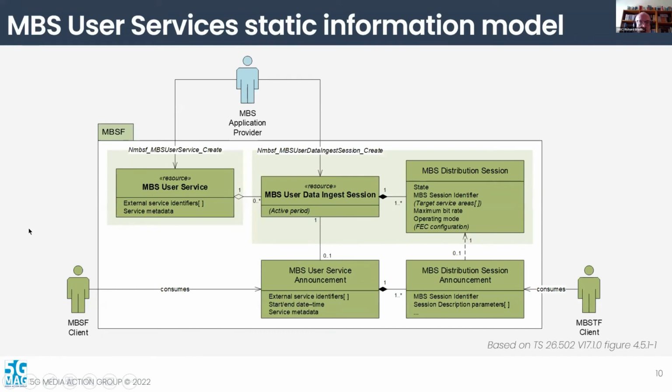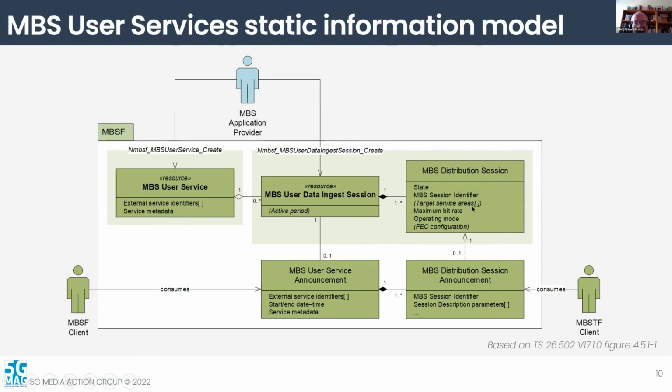So to support all this, we've got an information model that sits inside the MBSF, and this is essentially just a different way of showing the same information that I was just describing on the previous slide. So we've got the MBS application provider here that does this two-step provisioning thing. So there's a user service and the data ingest session. So you can see that there's a bit of metadata in the user service, and maybe some external service identifiers. That could be something like a DVBI service identifier to cross-reference some other metadata service. The data ingest session indicates some active period, so you can automatically start ingesting between the hours of 8 PM and 10 PM every day, if that's when you want your service to be available.